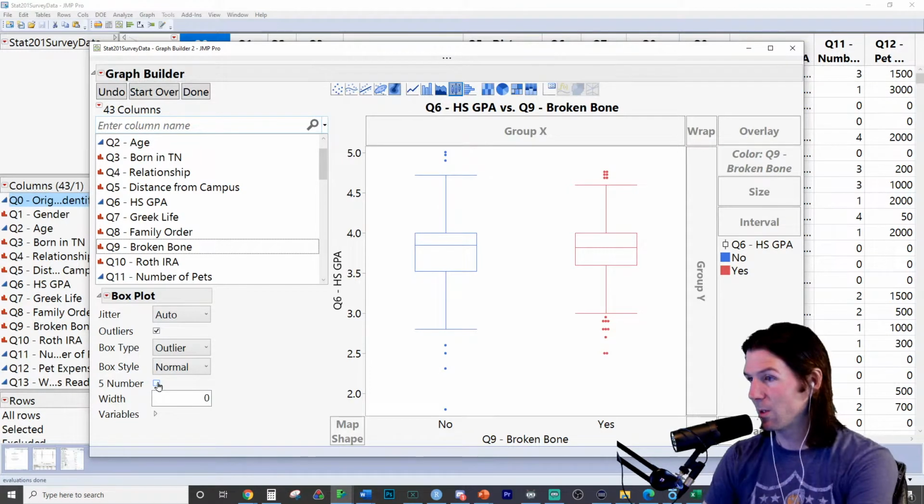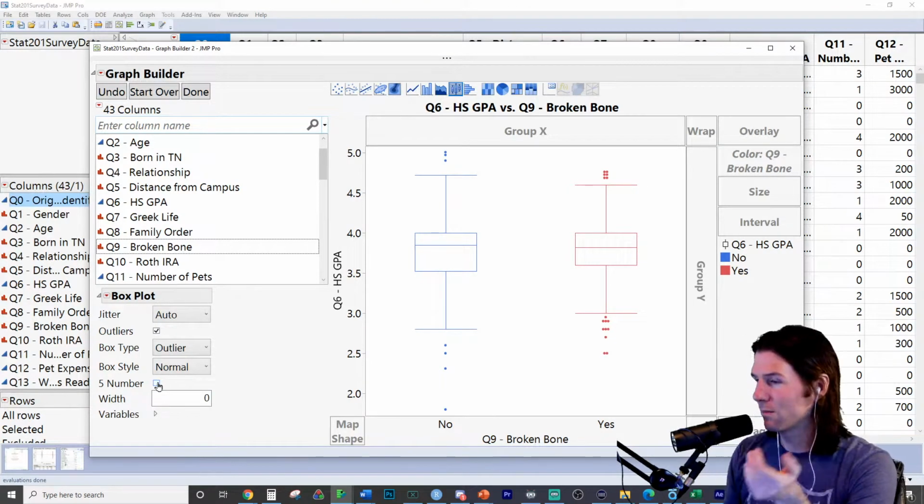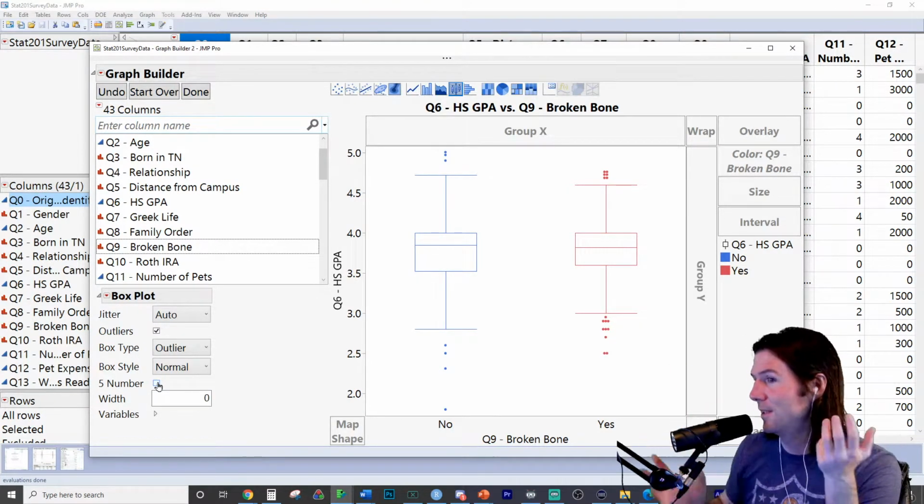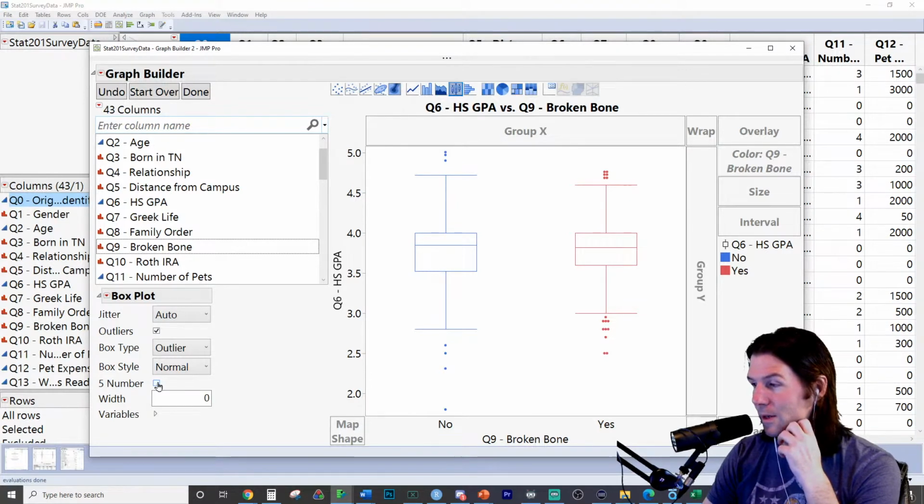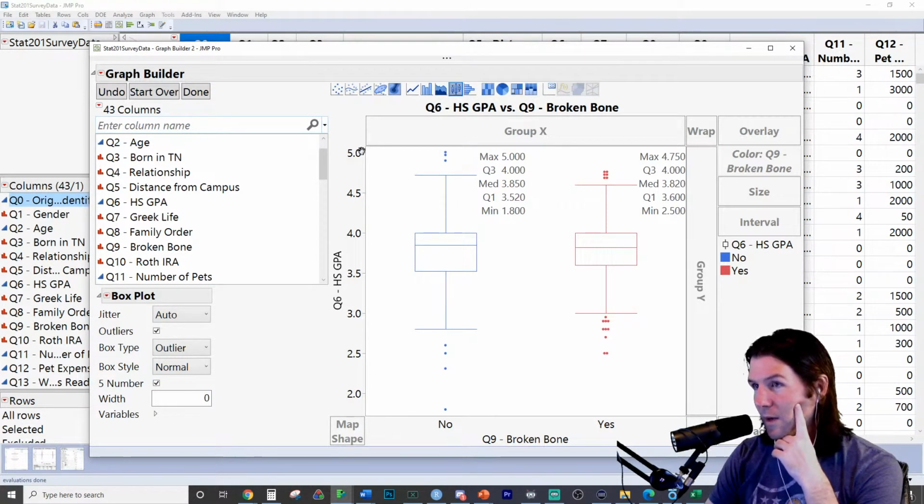We're going to go to 5-number summary. So you don't have to do the color. I mean, it's just kind of nice. I like it. So we're going to click right there and add the 5-number summary. I'm going to hit done right here.